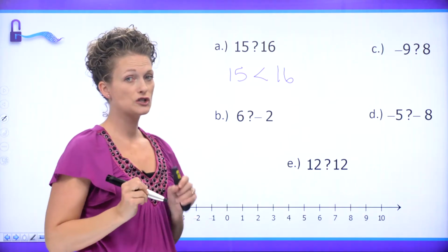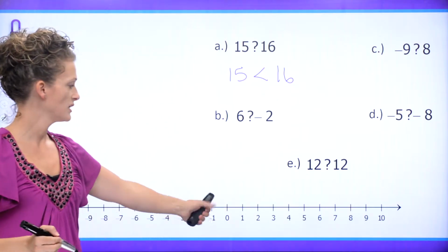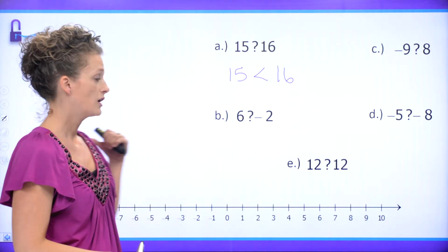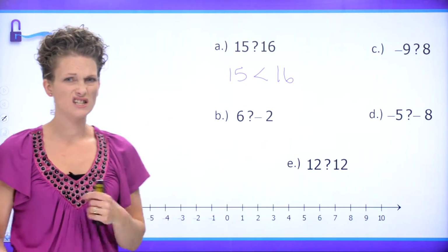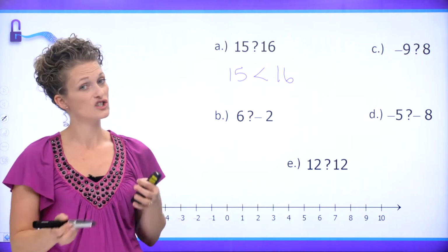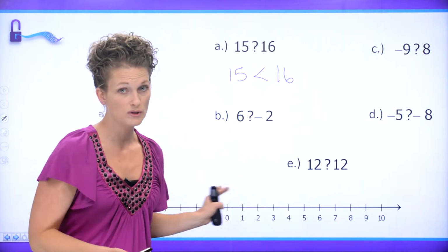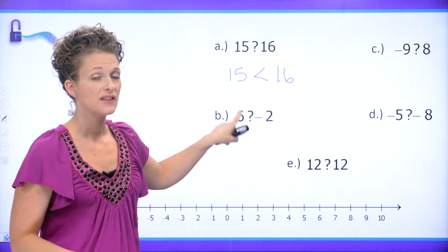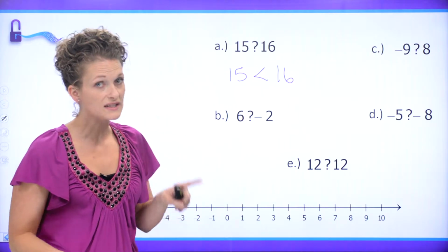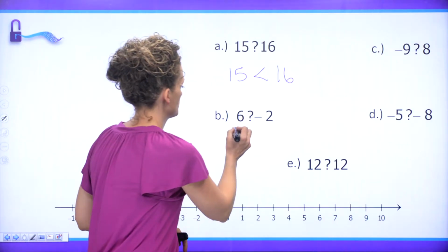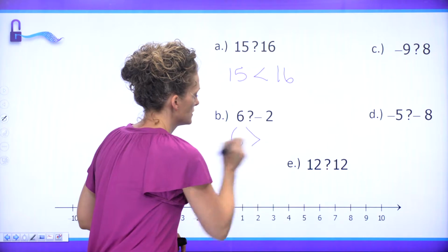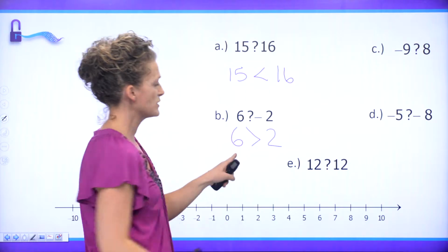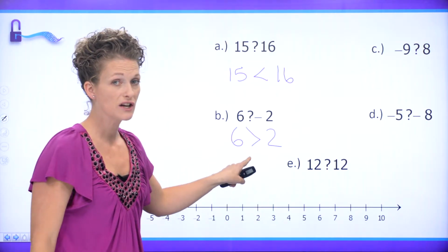6 and -2. Well, if you remember on the number line, all the numbers as they go to the left are getting smaller and smaller. -10 seems like a big number, but since it's negative, it's actually smaller than any of the numbers that are this way. So when you have a negative and a positive, the negative number is always going to be smaller than the positive. So the inequality that we use is going to be pointing to the smaller number.